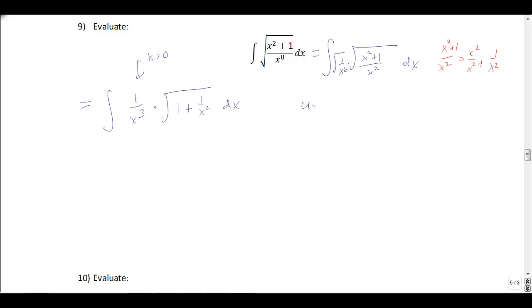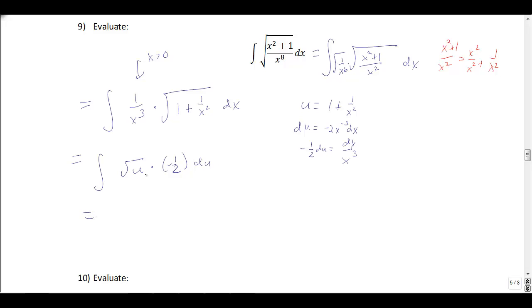And what I'm going to do now is let u equal the thing inside the square root, 1 plus 1 over x squared. Well, then du: 1 over x squared is x to the negative 2, so this would be negative 2x to the negative 3 dx. You can write it as negative 1/2 du is dx over x cubed. Well, look, that's what we have out here, dx over x cubed. And so what we end up with is square root of u times negative 1/2 du.